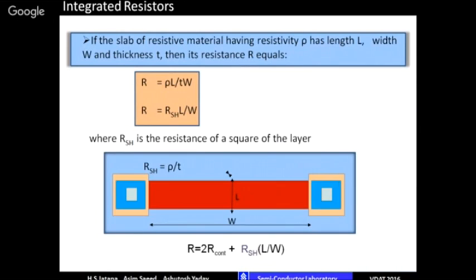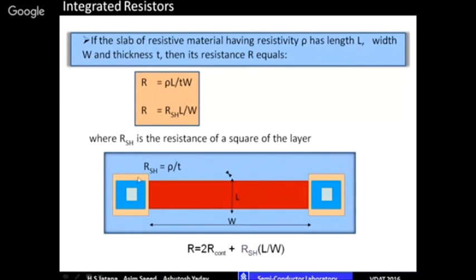This is how it looks. So this is the complete well, blue. You make one contact, you make another contact. So now this will be L, this will be width. The current will flow like this. Okay, so what will be the value of this resistor?